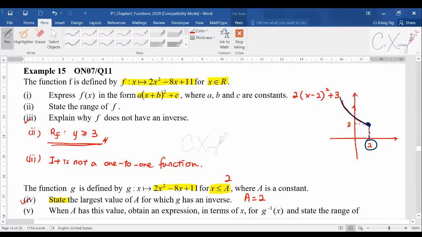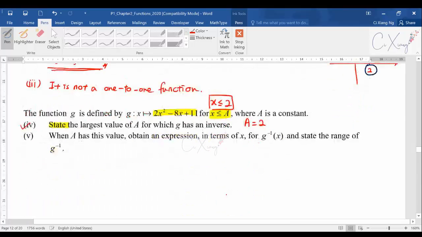Okay, all right, so your domain is actually x smaller equals to 2. Okay, then now, when a is having this value, they want you to obtain the expression for g inverse. Okay, so again, you need to start with the completing square. So what's the completing square for this question? You are having 2 and then x minus 2 square plus 3.